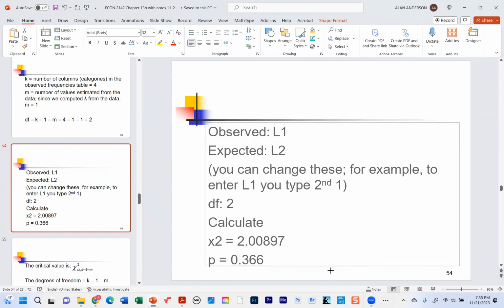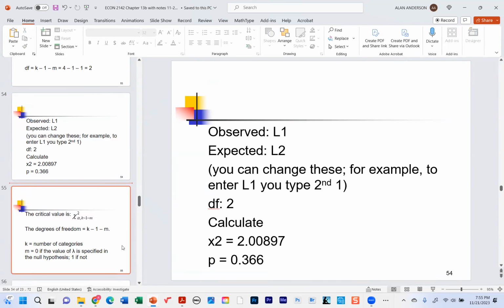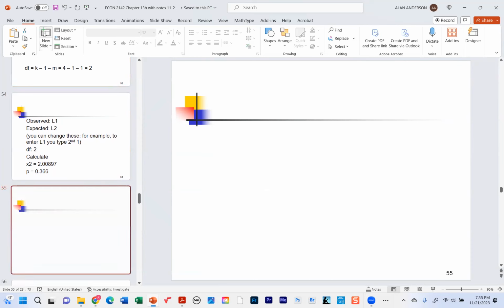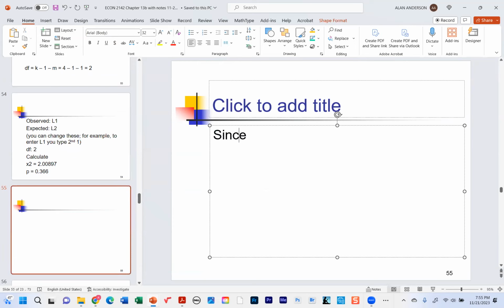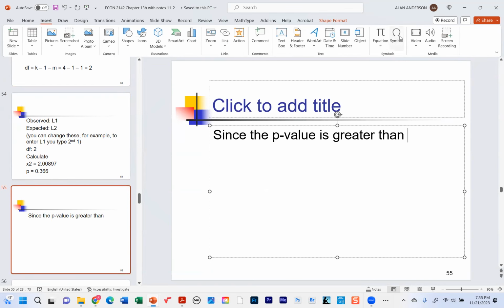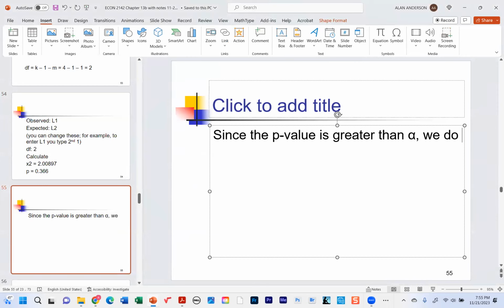Okay. We could theoretically look up the critical value, but we don't have to, because all we need is this p-value. The p-value lets us know whether or not we should reject the null. Okay, so if you recall, since the p-value is greater than alpha, we do not reject the null.